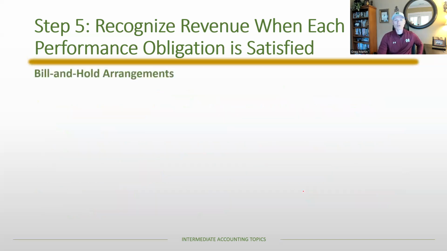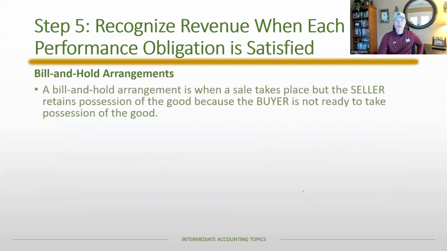All right, so let's talk about bill and hold arrangements. Again, somewhat of a unique situation, but I think it's interesting. A bill and hold arrangement is basically where a sale takes place, but the seller retains possession of the goods. The example that I like to use is lumber yards. If you've ever driven through South Carolina, there are a ton of lumber yards. A construction company will order some lumber. The lumber yard will cut the lumber, but then they'll hold it for the construction company.